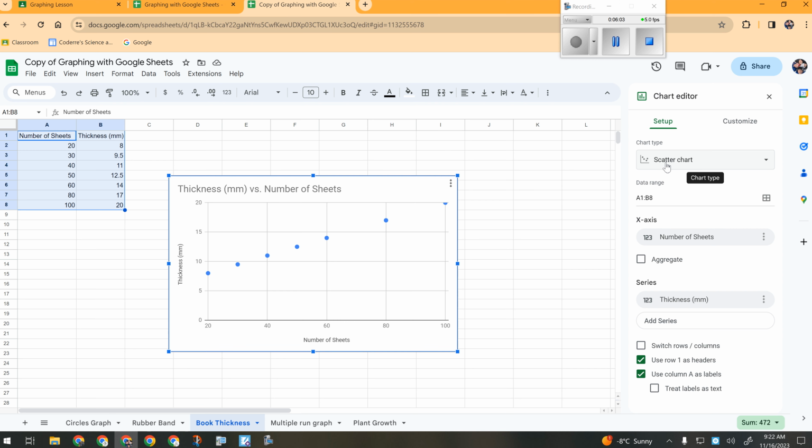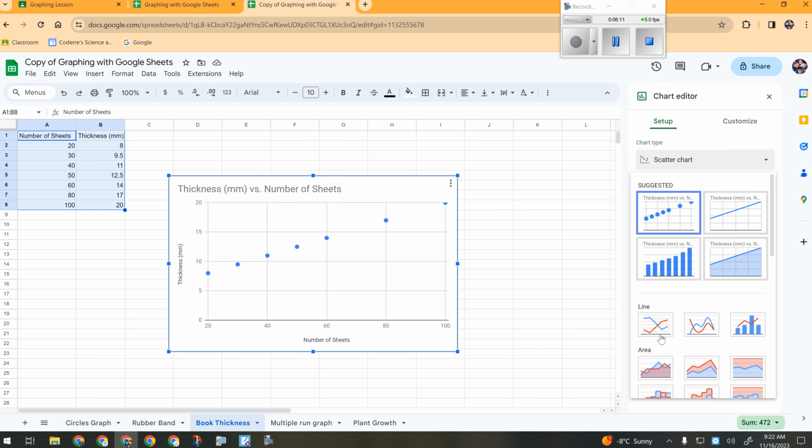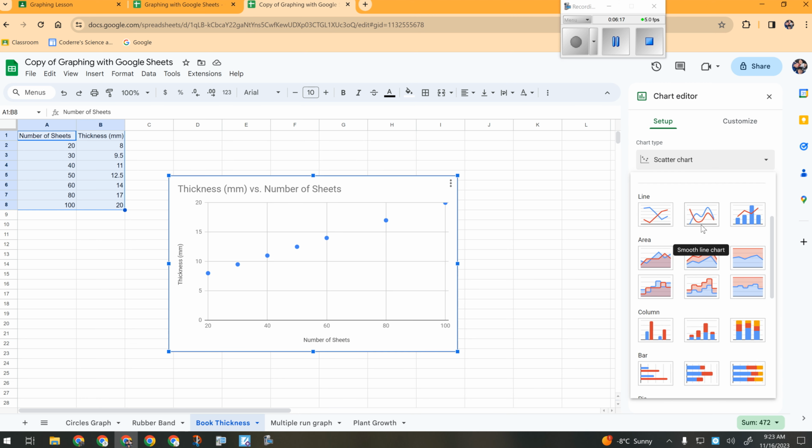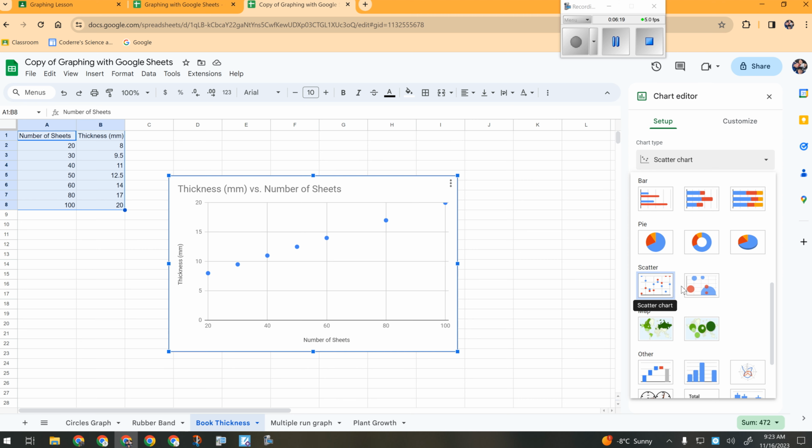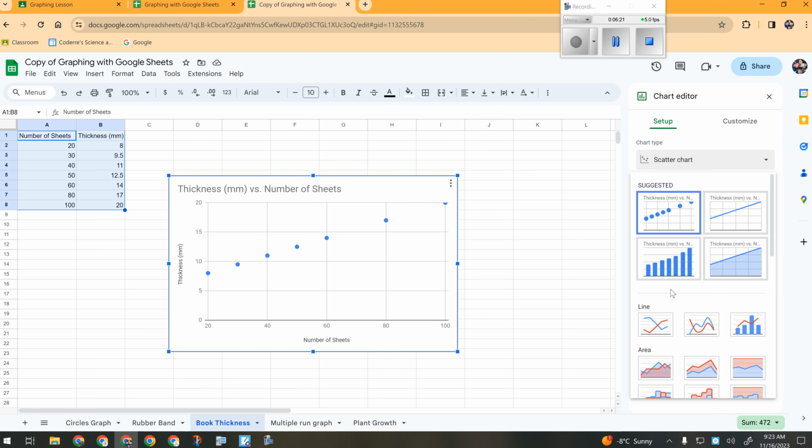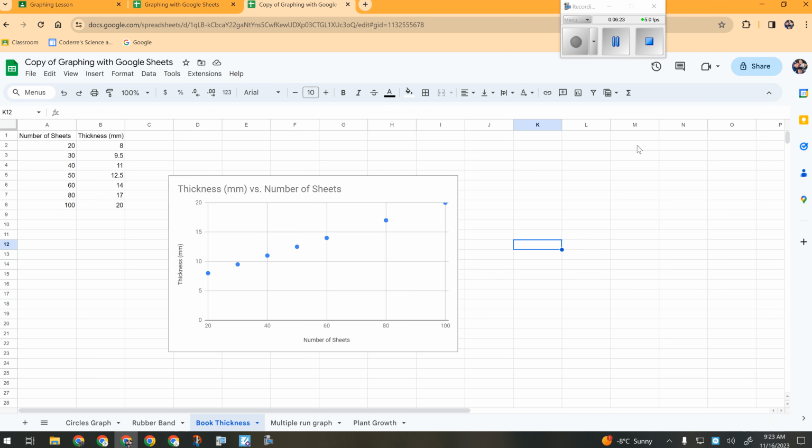Okay, so it says here scatter chart. That's actually what I want it to be, okay, because I can make a line graph from that. But it'll give me all kinds of other options, and they're not what I want. But okay, sometimes it picks the wrong one, and you have to go over here, and you have to pick the right one. Okay, scatter is usually the one we're going to want.